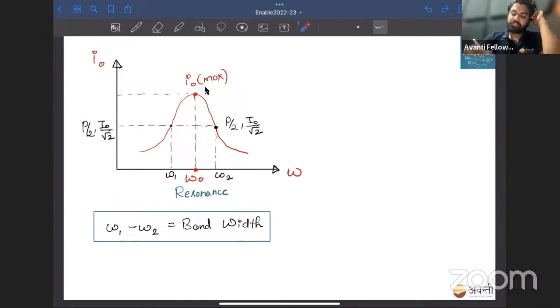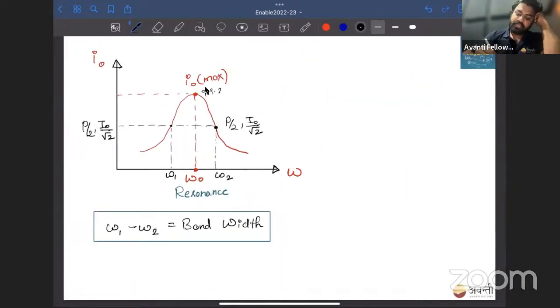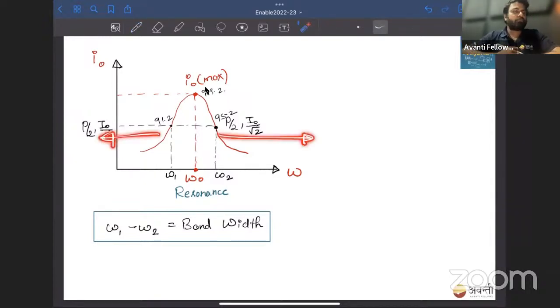That's why channels are kept out of this range only. For example, here the frequency was 93.2. Here is 91.2. Here is 95.2. So I have to select a channel which is higher than 95.2 or lower than 91.2. Then only my channel will be played nicely. Okay, no channel mixing will be there. I hope you understood bandwidth. I tried my best to explain it to you. So please note whatever you want from here.